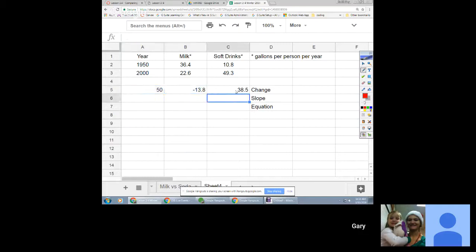For slope, these numbers here, that's the rise for soft drinks. This is the rise or fall for milk, and this is the run because they're both changing over time. So for the slope here, I want to take my rise of 38 and divide by my run of 50 years. So soft drink consumption is rising by about 0.77 gallons per person per year. Same idea for milk. Equals the rise there divided by the run, 50.